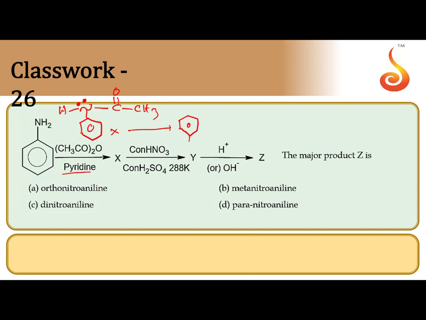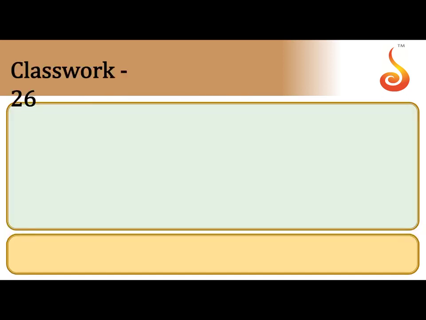So paranitro acetanilide, COCH3. After the formation of paranitro, subjected to hydrolysis. During the hydrolysis, what happens? CN bond is undergoing hydrolysis. N takes H, CO takes OH. So we can get NH2 back, and at para position NO2 remains present. So para nitro aniline.